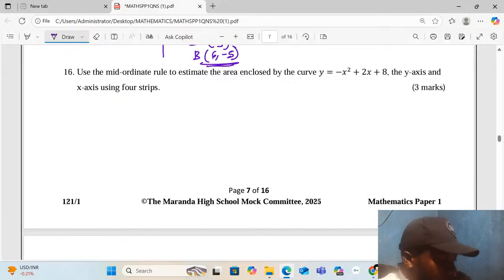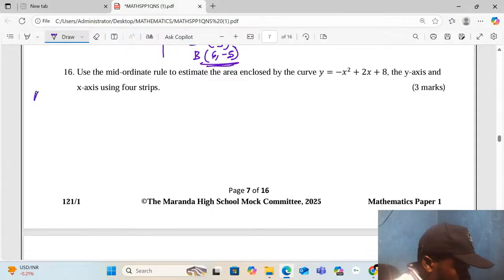They are saying we use four strips. Okay, we shall use the 4 strips. Now, the first thing, you have to look at the x-axis. We start with the x-axis.